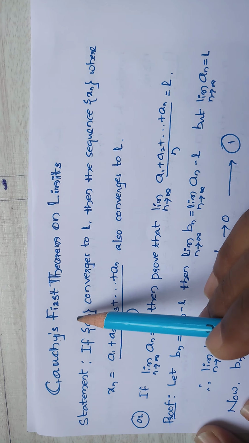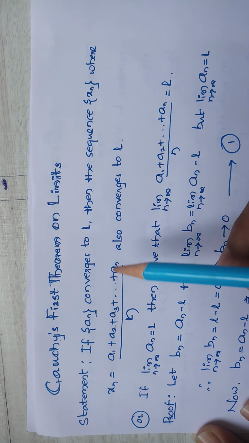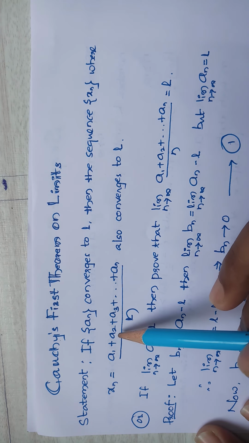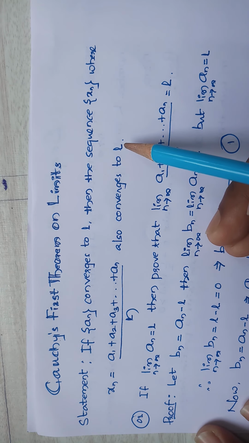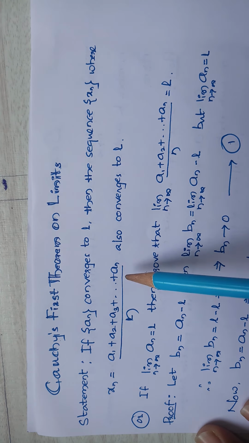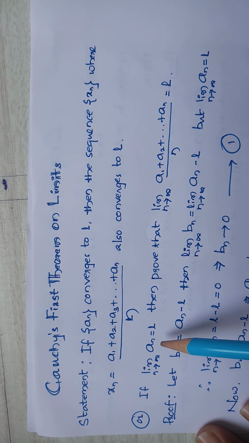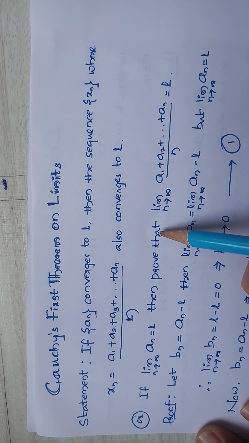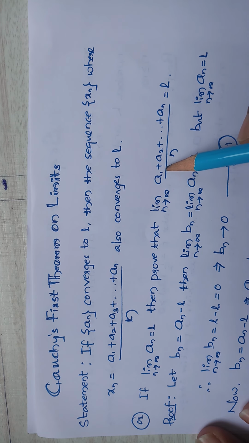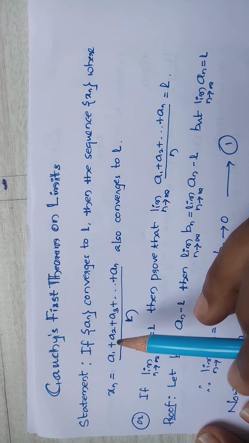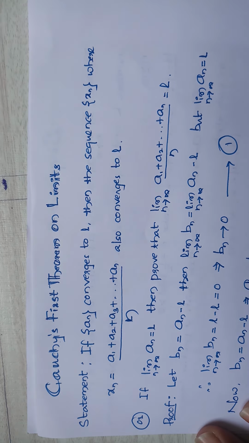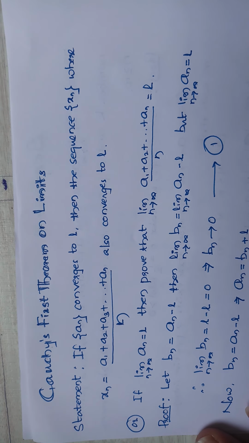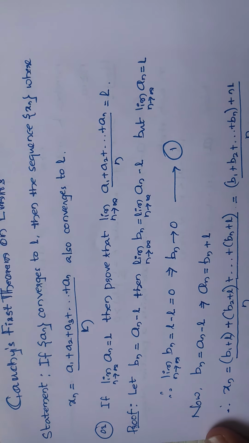So if your sequence an converges to L, then xn equal to (a1 + a2 + a3 + ... + an) divided by n also converges to L. So this statement can be rewritten as: if limit n tends to infinity an is equal to L, then prove that limit n tends to infinity (a1 + a2 + ... + an) divided by n is equal to L. So either this or this, anyone you can write. Okay, so these are two forms. Okay, so proof for this.